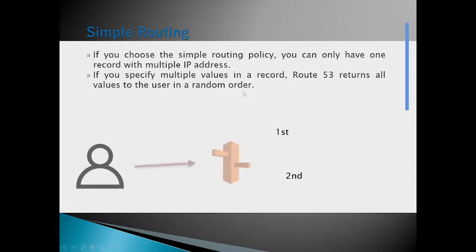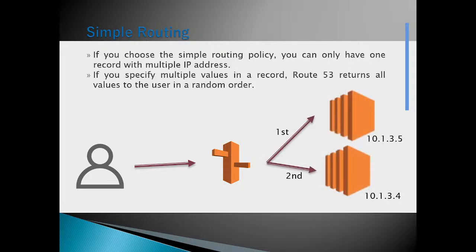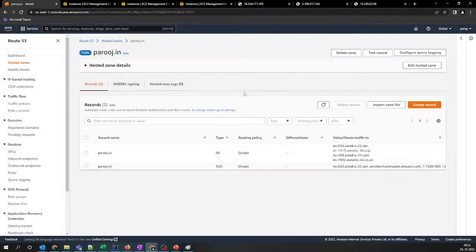So you are the user. When you hit the URL, it will send the request to an EC2 machine randomly or in a round robin fashion if we are selecting simple routing. In Route 53 we have different types of routing policy. These are the two default records which we get when we create the hosted zone.